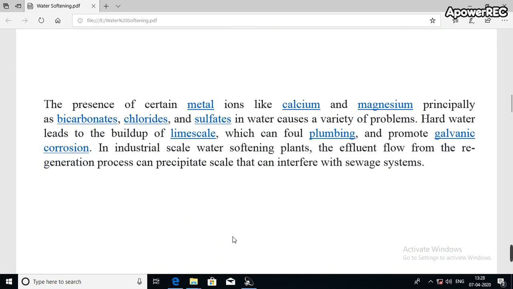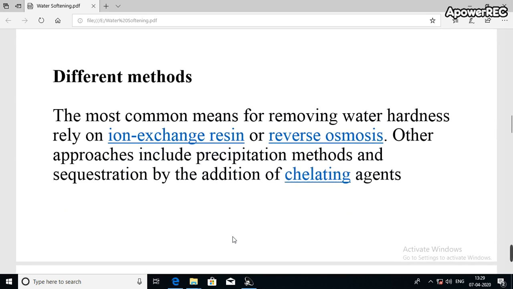Obviously, the presence of metal ions like calcium and magnesium, which are actually bicarbonates, chloride, sulfate, can cause problems in the water. Problems like scaling in the plumbing, effects on drinking, as well as galvanic corrosion, so we need to remove them so that the water can be used in our daily use as well as for industrial use. So, we will be moving to the next step where we will be talking about the different methods.